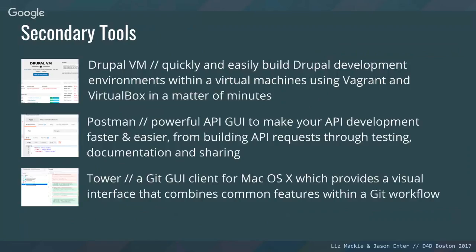Cool. The last one for this part of the slide is Tower. I use it as a Git GUI client. It's pretty straightforward. I mean, we use a lot of the normal Git commands as far as going through and rebasing, merging, things like that within the command line. But for me, it's much easier to review diffs, merge branches, things like that.